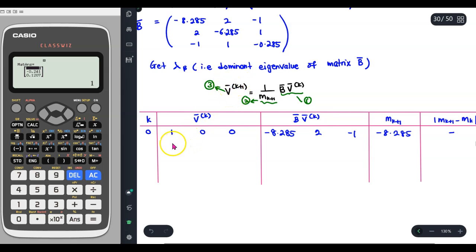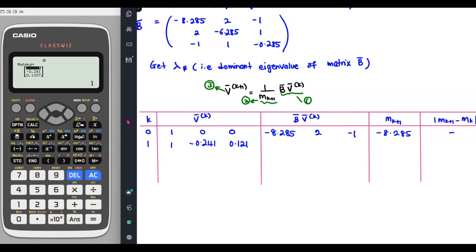Okay, so this new mat answer basically corresponds to this one here. In terms of the table, it should be at the second row, because what you have computed up to this row here is basically for k equal to 0. When you plug in, you will get V1. Okay, 0 plus 1. V1 is supposed to be at the second row. So the value should be here, k equals 1, and then you have 1, negative 0.241, 0.121 in 3 decimal points. Okay, that's one complete iteration.